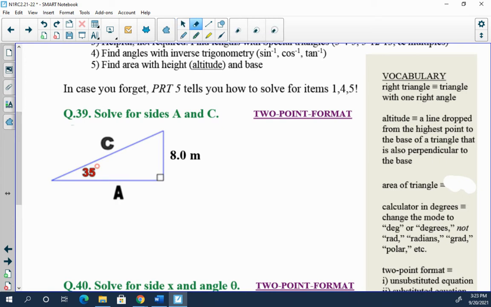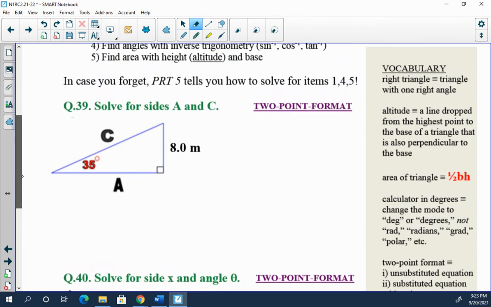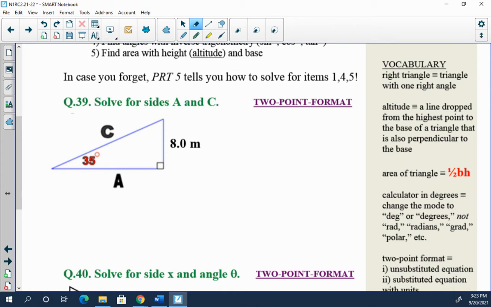The area of a triangle is in your reference table on page 5. If you haven't gotten it, you will. Area is 1/2 base times height, of course. Let's see down here. One of the things I want you to worry about is called the 2-point format. So I'm going to show you part of this, and then you're going to do it.